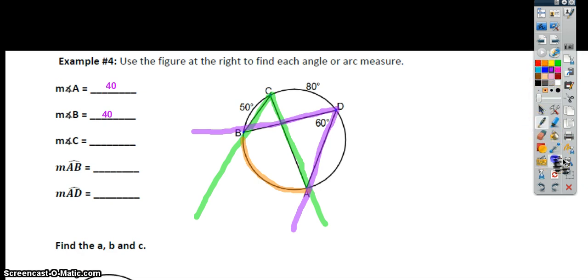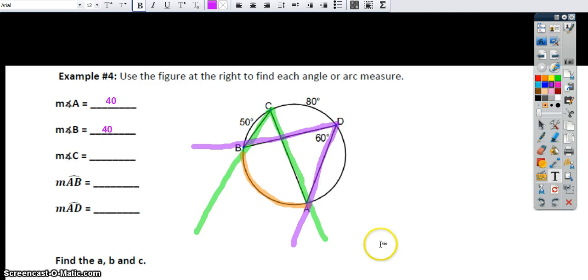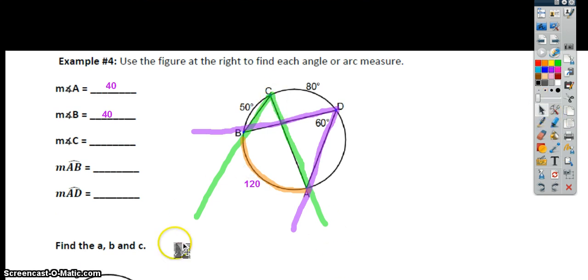Another way of thinking about that is, if you look at the purple angle, angle D, if it measures 60, then this arc that it intercepts, arc BA, has to measure 120. Well, the green angle, angle C, also intercepts arc AB. So it has to measure half of 120. Well, that's 60. That's why these two are both the same.